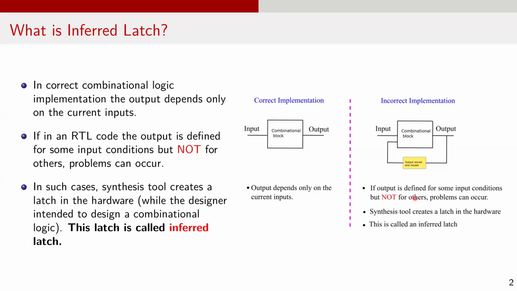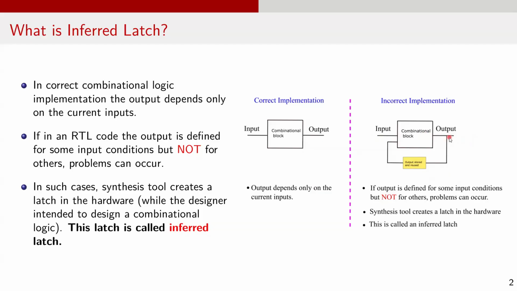In such situations, the synthesis tool must determine what output should be when no assignment is specified. To preserve the previous output value, the tool automatically creates a latch in the hardware, even though the designer intended to implement a combinational logic. This unintended latch is called an inferred latch because it is automatically inferred by the synthesis tool rather than intentionally designed. For the input conditions where the output is assigned, the logic behaves normally and produces the expected result.